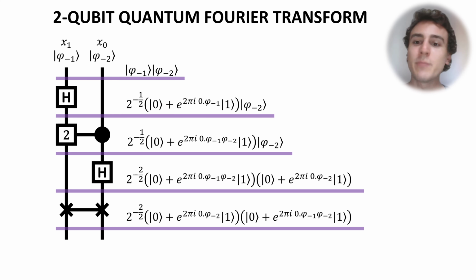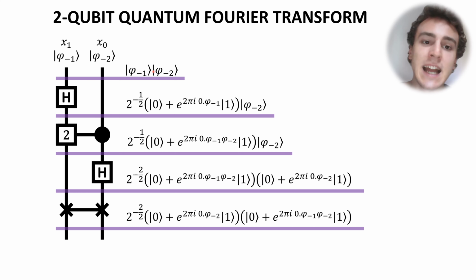This diagram depicts the 2-qubit quantum Fourier transform. We can see horizontal purple lines slicing through this diagram. These horizontal lines indicate snapshots of the quantum state at specific stages in this procedure. At the top, we can see the first snapshot, which describes the quantum state immediately after initialization. We're initializing in a 2-qubit computational basis state.